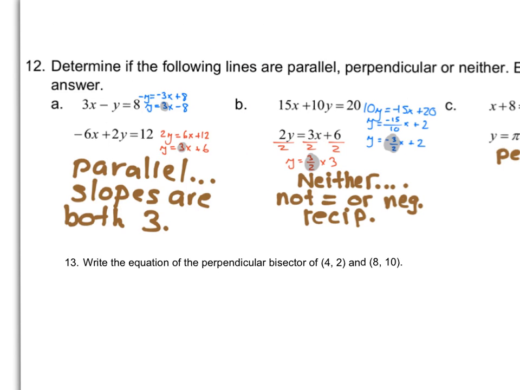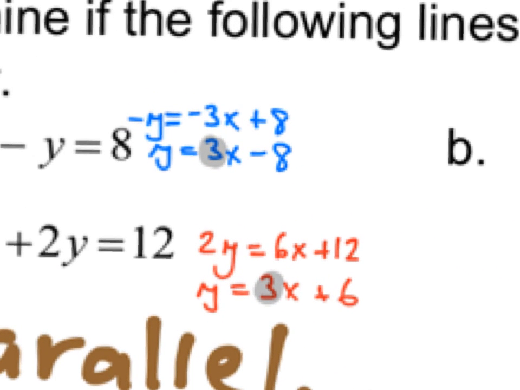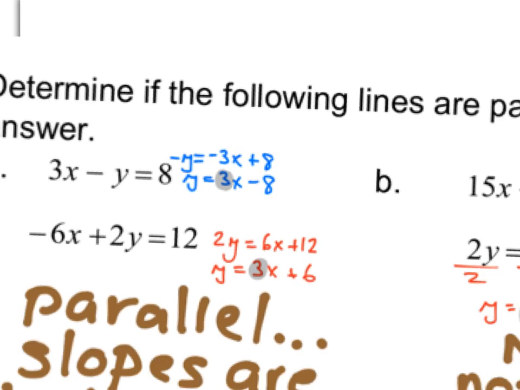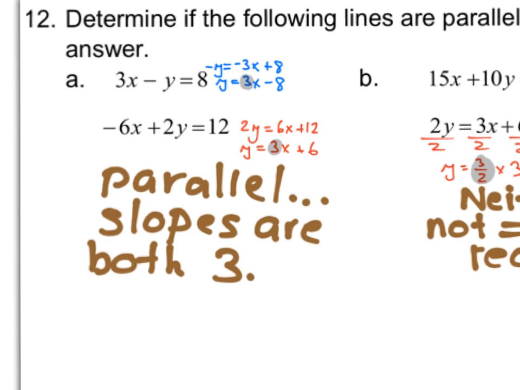Now in number 12, it wants us to decide whether the lines that are given are parallel to each other, perpendicular to each other, or neither. They don't meet at a 90-degree angle, or they're not parallel either. So if you look at the two lines, I solved them both for y. I solved the top one for y in blue, and I solved the bottom one for y in red. And if you look closely, the slope after I solved for y and put it in y equals mx plus b form, the slopes were both 3. So if the slopes are the same, I decided that they were parallel.